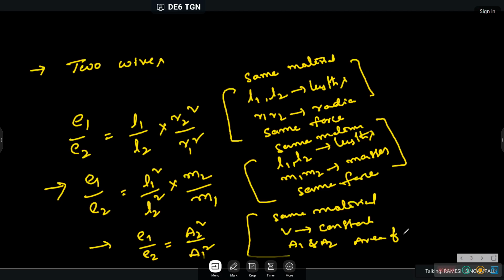Same force. Area of cross section. CS, I write cross section means C by S only. In one word, like this I am writing, cross section. That's it. Please don't forget, C/S. Next, same force. Then E1 by E2 is equal to A2 square by A1 square.